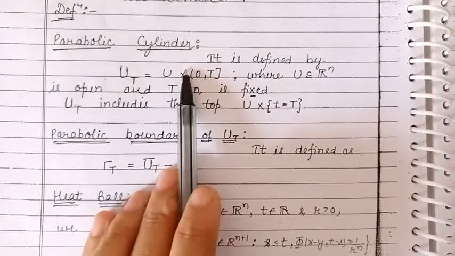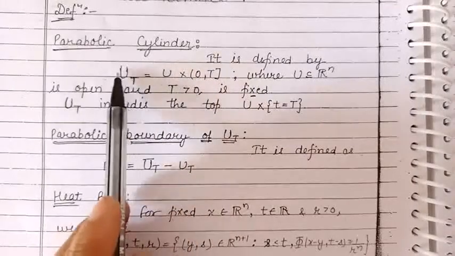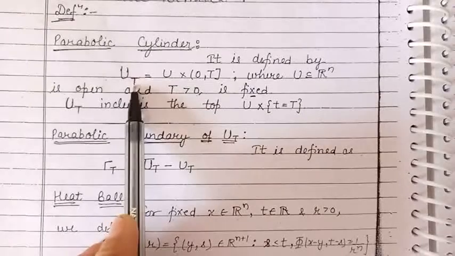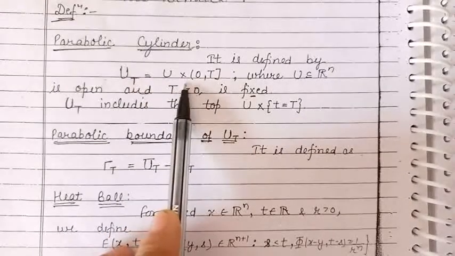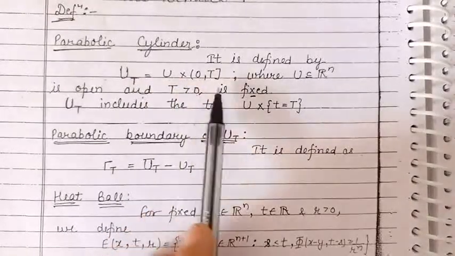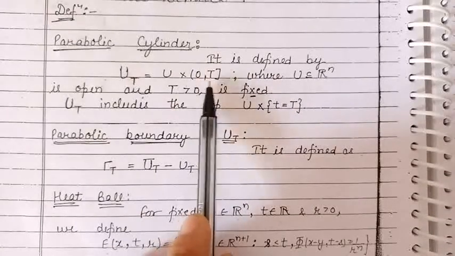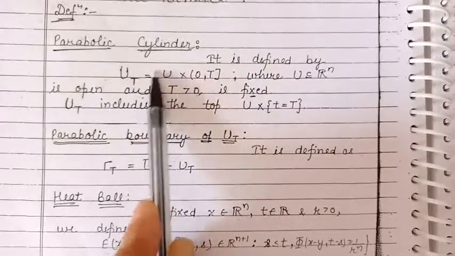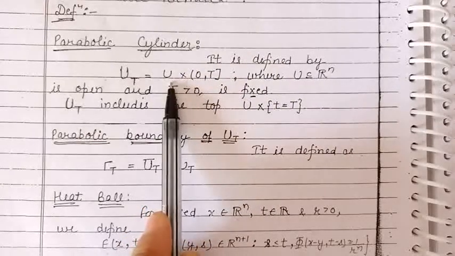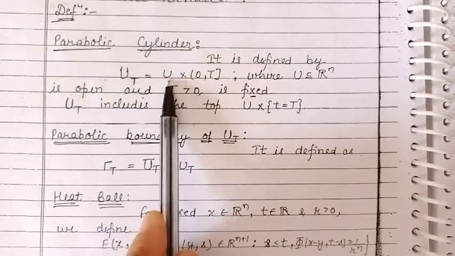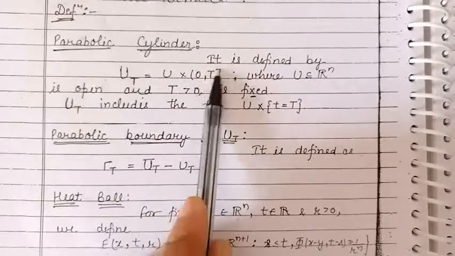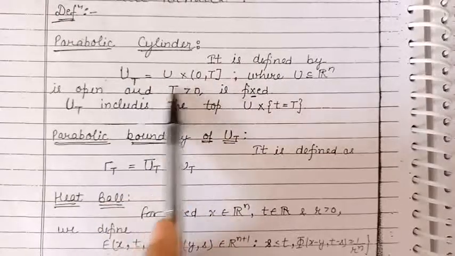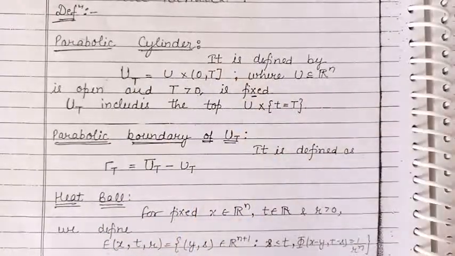Parabolic cylinder is the set denoted by U with suffix T in the base. This is the Cartesian product of the set U with the semi-open interval 0 to t, t is included. This U is an open subset of n-dimensional real Euclidean space, and this t is positive and fixed. So this is called parabolic cylinder.